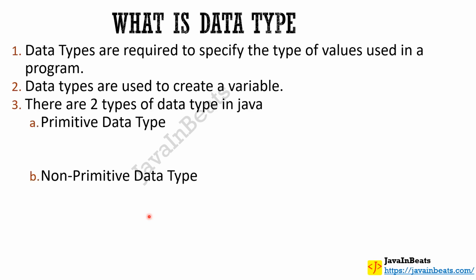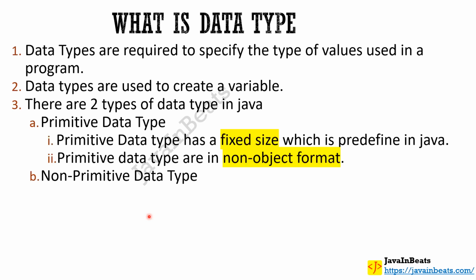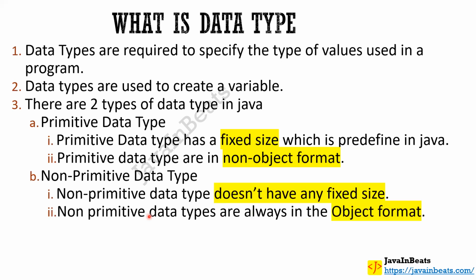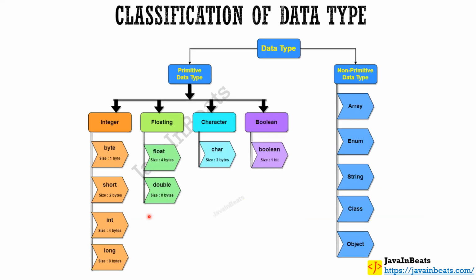There are two types of data type in Java, primitive data type and non-primitive data type. Primitive data type has a fixed size which is predefined. Primitive data types are always in a non-object format, whereas non-primitive data types do not have any specific size, and non-primitive data types are always in the object format. This is the classification of the data type, primitive and non-primitive.